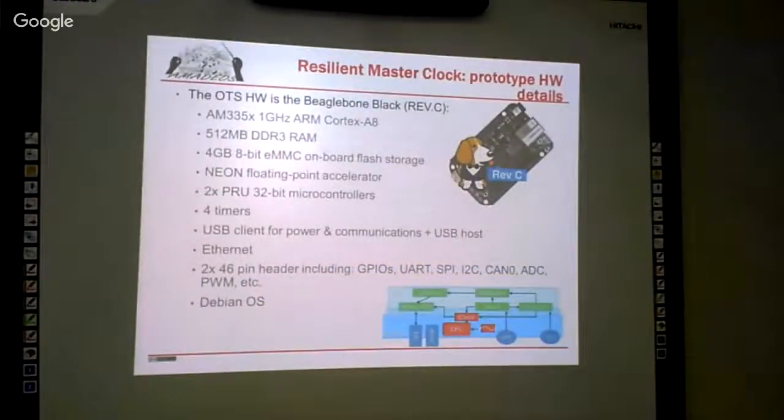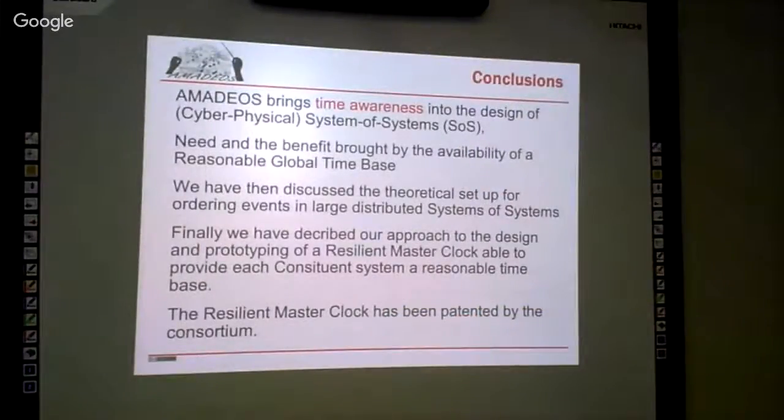this is the hardware setup. Okay, an ARM Cortex, 512 megabyte of DDR, 4 gigabit and so on. That is something that you can buy with your money. In the end, it was 100 euros hardware. So, just to say that we are totally theoretical, but we also try to put something in the real world.